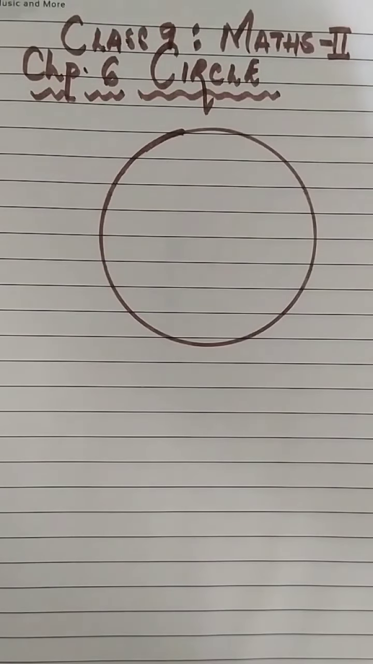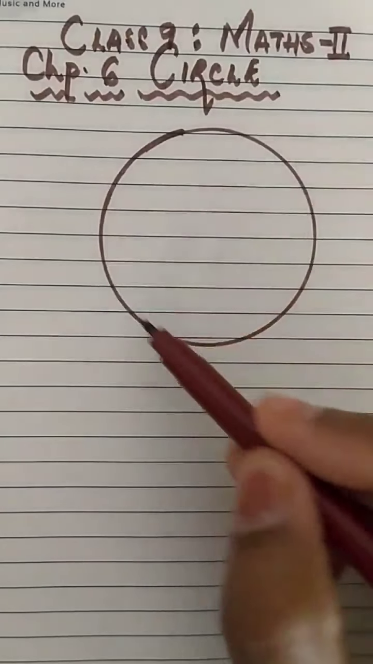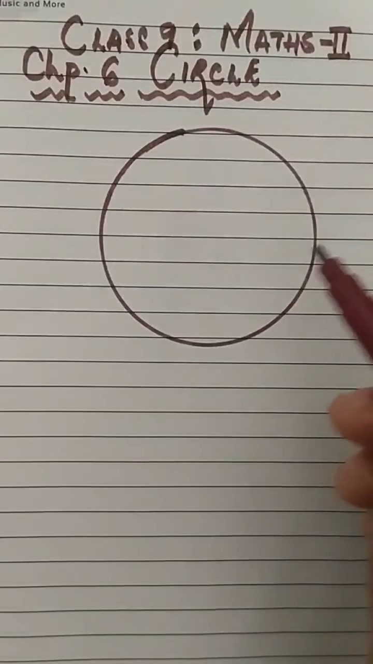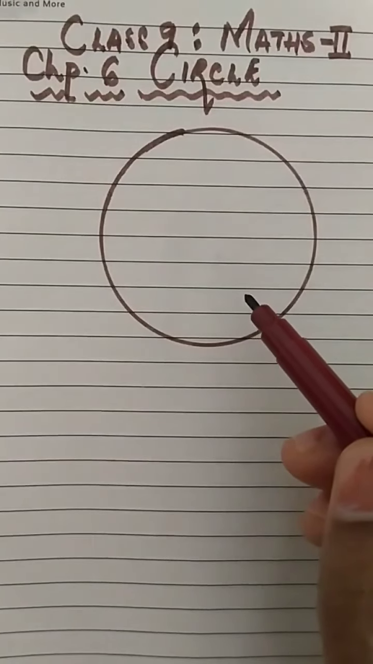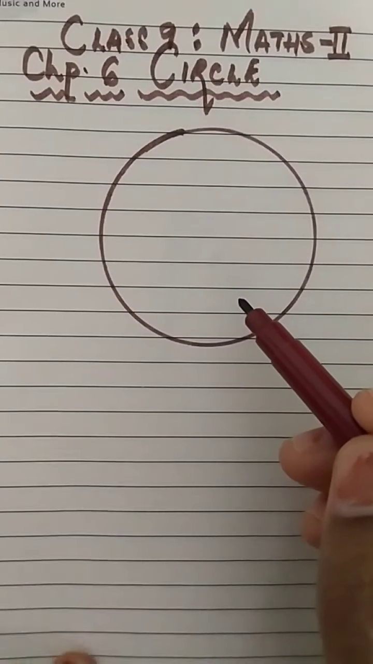Today we will start with a new chapter, chapter 6, circle. I am very sure that you know many things about a circle. We will just do a quick recap and then start with a property related to chord of the circle. And at last, we will start with the practice set.